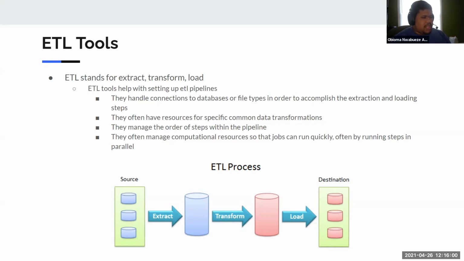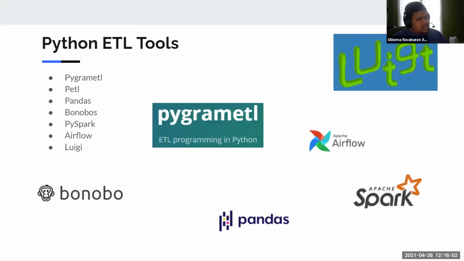you're using distributed applications. So the tools that we're going to talk about today are Pygrametl, PETL, Pandas, Bonobo, PySpark, Airflow, and Luigi. And I'm grouping those last three because they're things that we've talked about here before. We talk about Spark a good number of times. It just comes up because we do a lot of Spark here, and distributed data processing is something that we have recently talked about a lot.